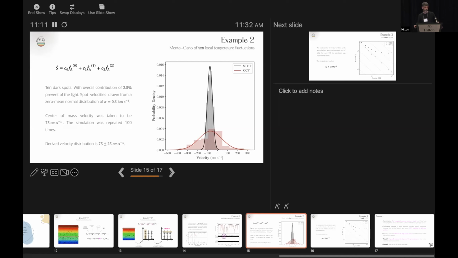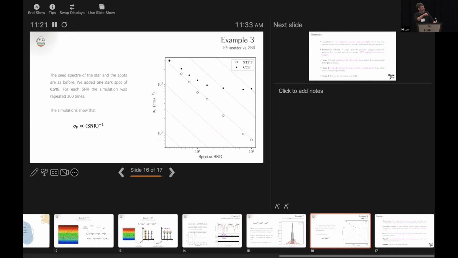To convince ourselves that it works, we can look at how it behaves as a function of the SNR of the simulated spectrum. We drill down like shot noise, while CCF scatter will reach a limiting value. In this simulation, it's a meter per second, but it depends.